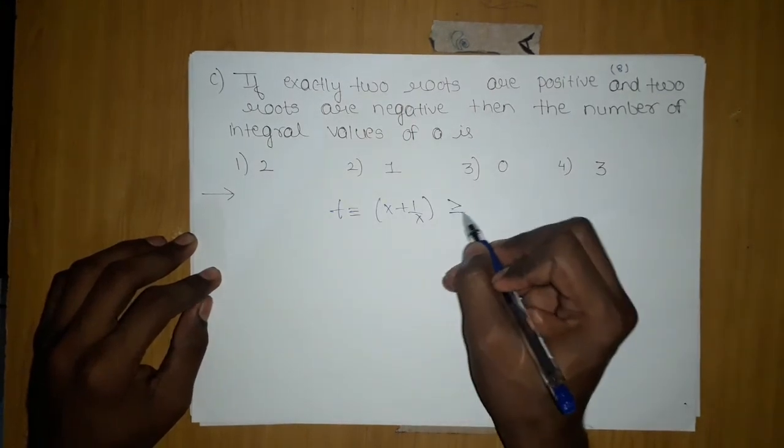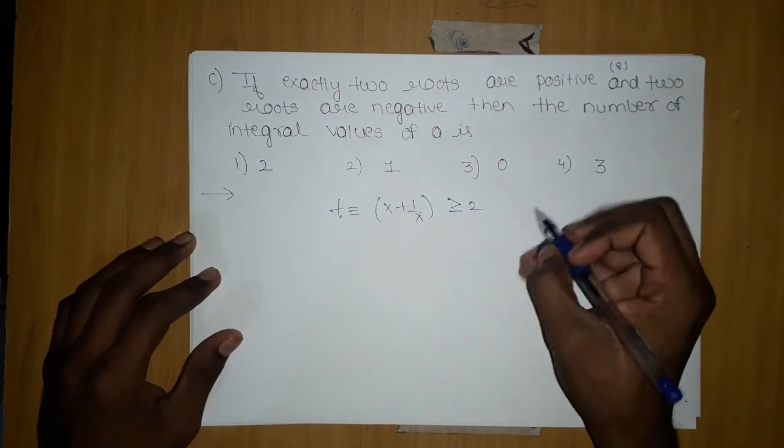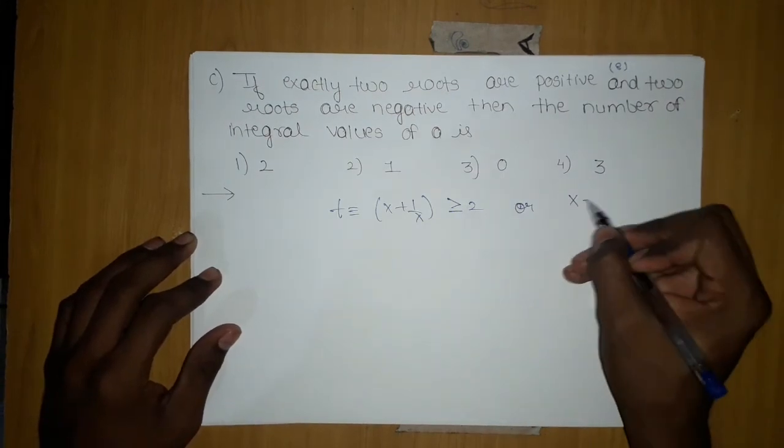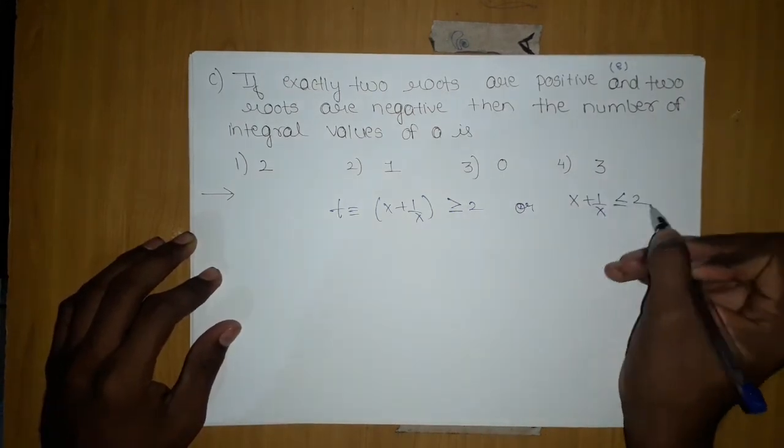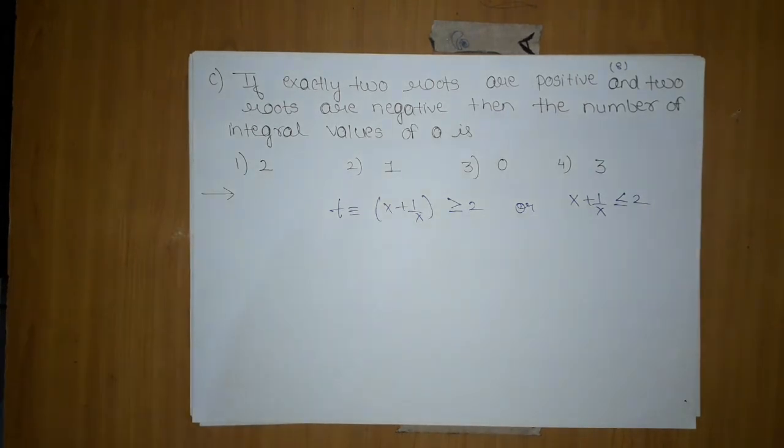We know that x plus 1 upon x can be greater than or equal to 2, or it can be less than or equal to minus 2. This is the ideal information which you must have. This thing is also used in GP or AP, because the terms we consider in GP are a by r, a and ar, and the ratio should be the same.